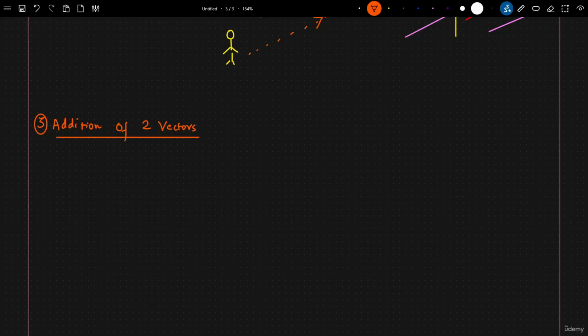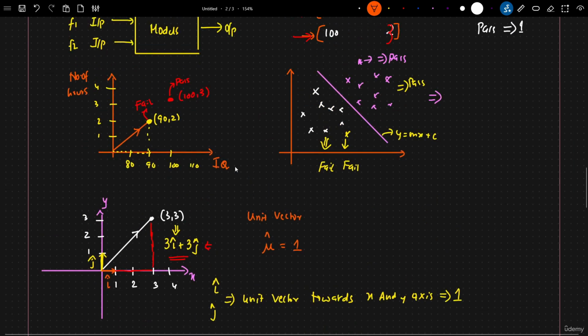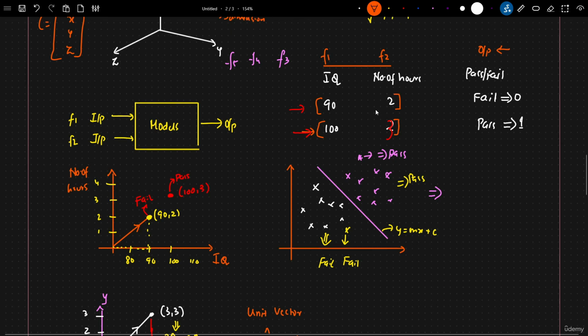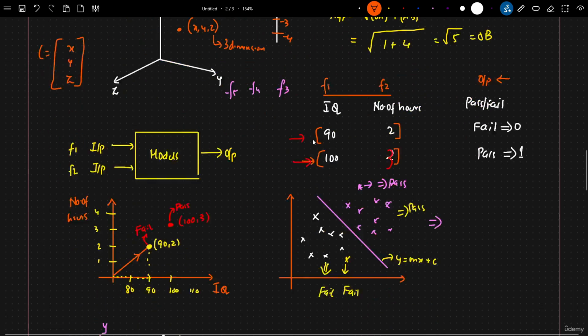Hello guys, so we are going to continue the discussion with respect to linear algebra, and in this video we are going to discuss the addition of two vectors. So in short, now we are going to move towards mathematical operations that we can specifically apply on vectors. Already in our previous video we discussed how we can represent a vector in 2 dimensions, 3 dimensions, and it can be any number of dimensions in short. And we are also seeing the application with respect to data science.